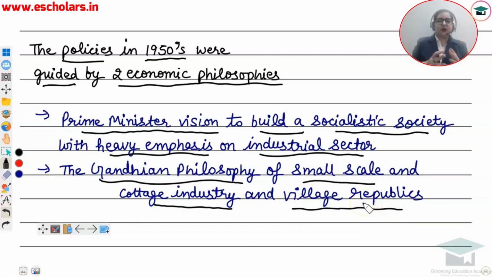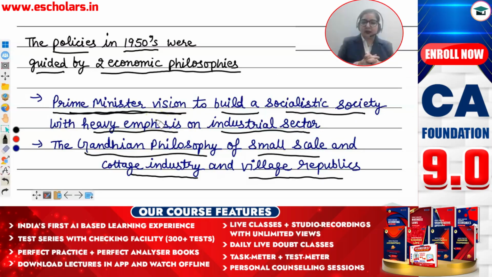So it was basically the views of Gandhiji that if we develop our small scale cottage industries, then the overall economy will develop. If we want to develop the entire country, then we need to focus on developing the small scale and cottage industries. And Prime Minister's vision was to set a socialistic society, that is to set a society where all the means of production are owned, controlled and managed by the government, and heavy emphasis should be put on the industrial sector. That is, we should focus on growing our industrial sector so that our economy can grow.